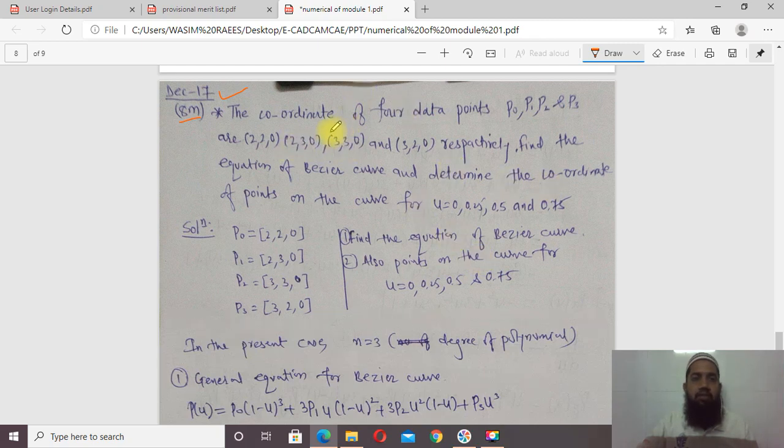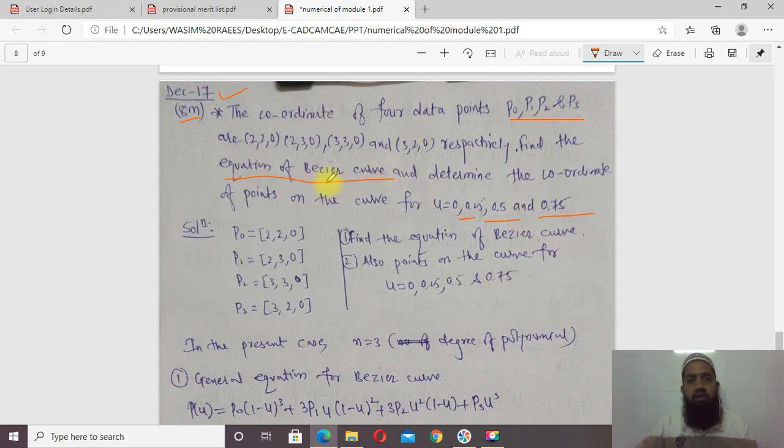The question asked: the coordinates of four data points P0, P1, P2 and P3 are given as P0 is 2, 2, 0; P1 is 2, 3, 0; P2 is 3, 3, 0; and P3 is 3, 2, 0 respectively. Find the equation of the Bezier curve and determine the coordinates of a point on the curve for the parametric function u equal to 0, 0.25, 0.5 and 0.75. So this is the question.